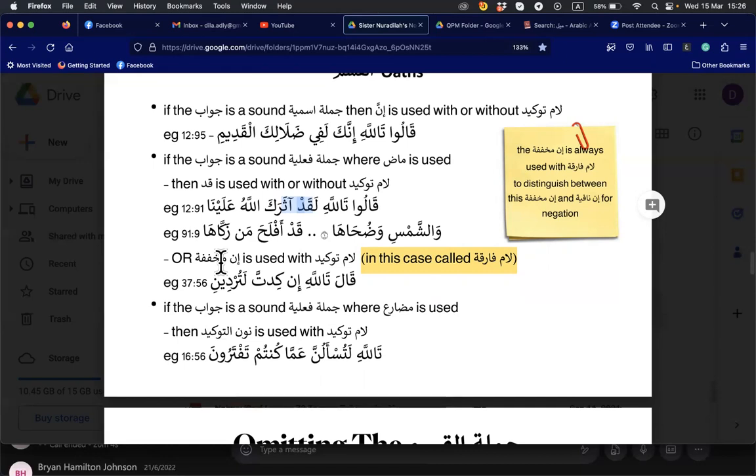We also have this in mukhaffafa, okay? And it's going to be used with lam tawkid. In this case, this lam tawkid is called lam fariqah. Okay, so here we have qala tallahi in kidta. Kidta is what kind of word? Kidta is fi'il madi. Madihu. Anta. Yes, what's the root letters?